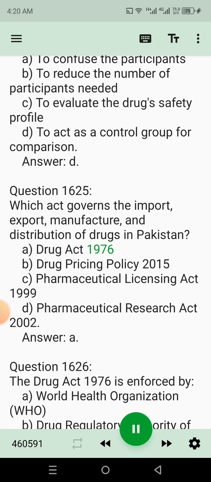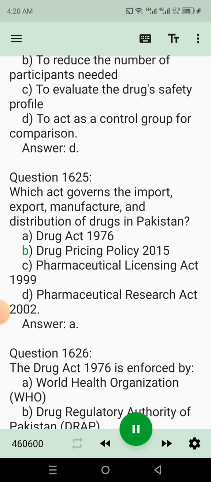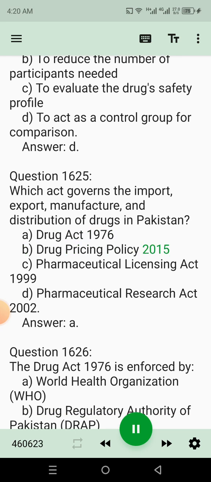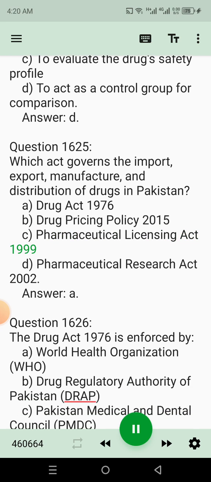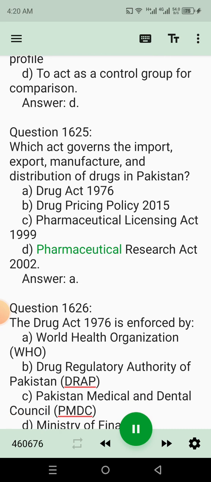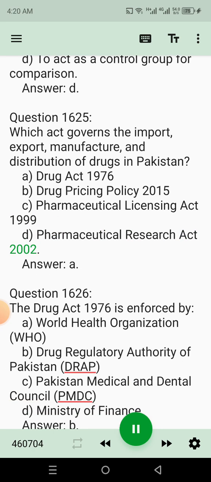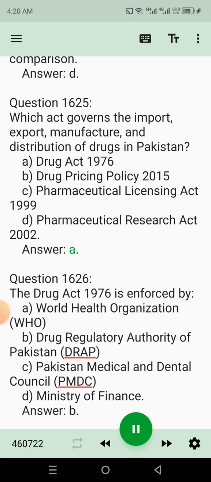Question 1625. Which act governs the import, export, manufacture, and distribution of drugs in Pakistan? A. Drug Act 1976. B. Drug Pricing Policy 2015. C. Pharmaceutical Licensing Act 1999. D. Pharmaceutical Research Act 2002. Answer: A.